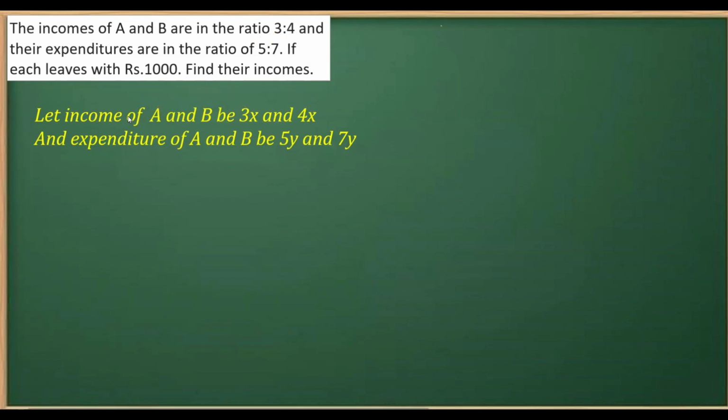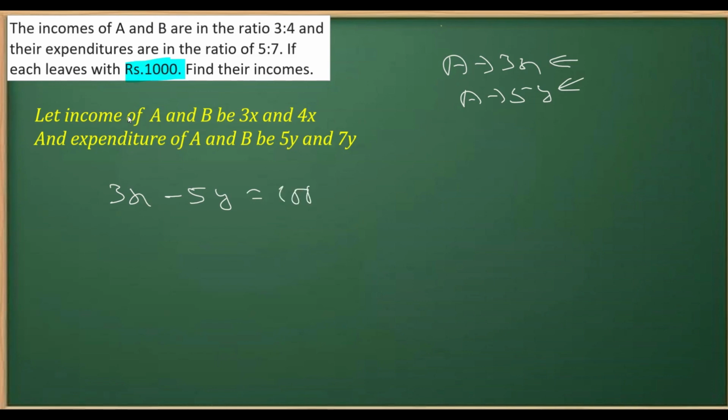What you should know is that whatever money they save is income minus expenditure. In the case of A, earning 3x and spending 5y, how much money will be left? That is 3x minus 5y. Income minus expenditure is the saving, the money left. So the saving, which is 1000, gives 3x minus 5y equals 1000.